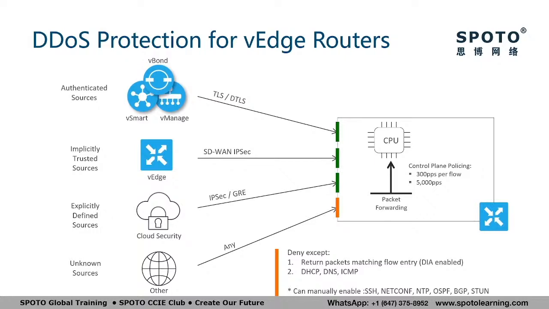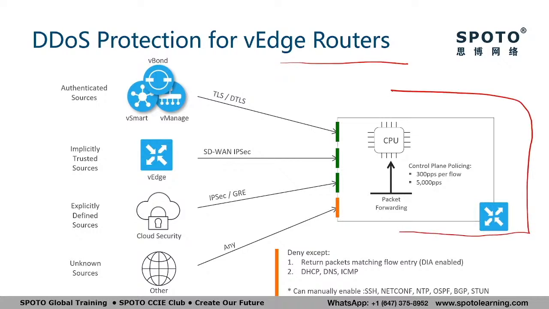When we deploy the SD-WAN solution over the public internet, the most common concern is a DDoS attack. The Cisco SD-WAN solution has taken this into consideration already. Let's have a look at how it protects the SD-WAN solution against DDoS attacks. For the vEdge routers, this is the vEdge router.